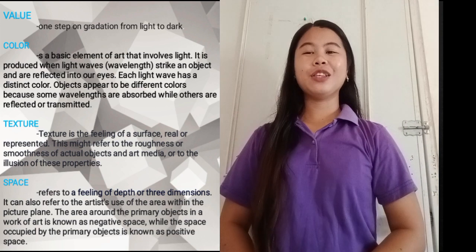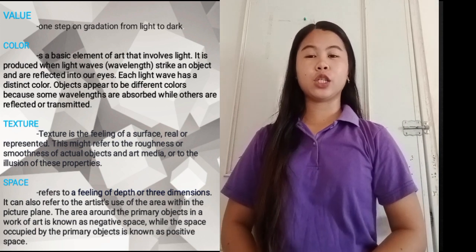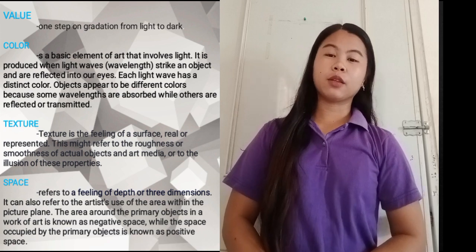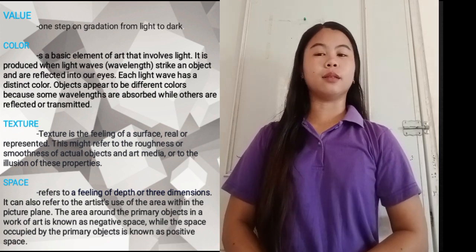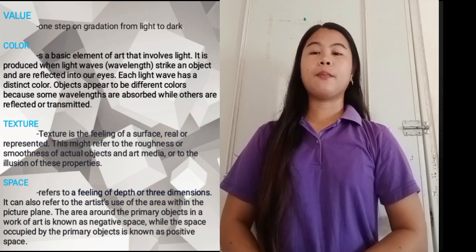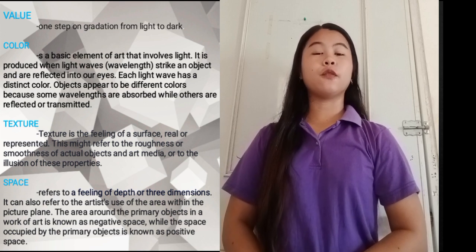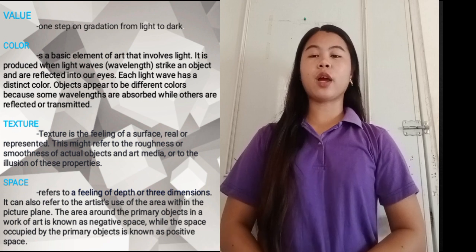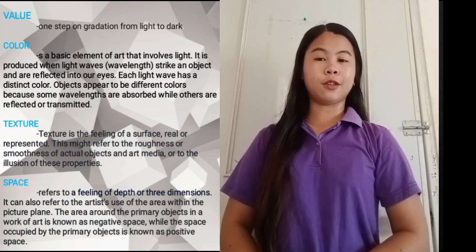Value. Value is one step on a gradation from light to dark or from dark to light colors. Color is a basic element of art that involves light. It is produced when waves strike an object and are reflected into our eyes.